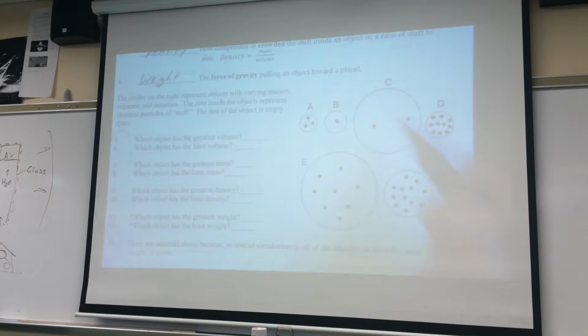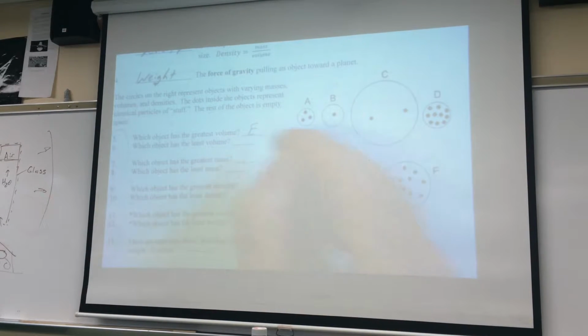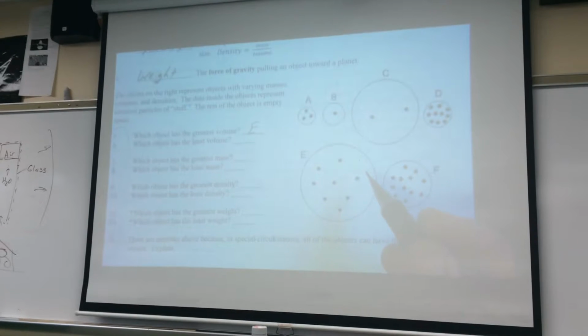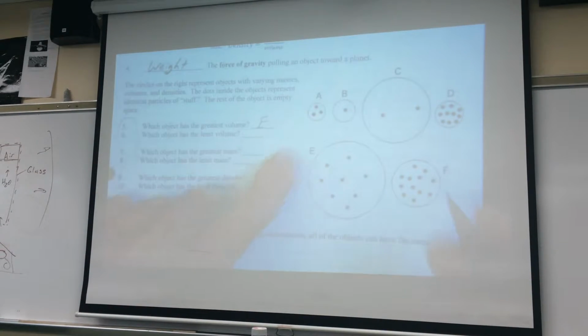So of these things, which one has the biggest volume? E. And volume is just size, is the biggest one. Doesn't necessarily have the most stuff in it, or it's not the most crowded, but it is the biggest. Volume, looking at things, is pretty easy. Least volume? A. A is the littlest.